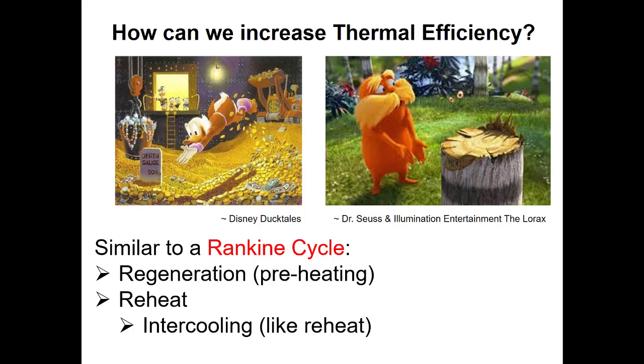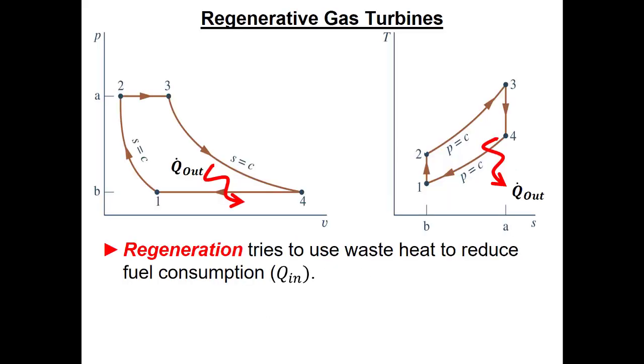But we'll also use a strategy that we didn't use in Rankine cycles, and that's called intercooling. Intercooling is like reheating, but this happens on the compressor side. So here we'll split our compressor into a low pressure compressor and a high pressure compressor, and we'll cool the fluid in between. And that'll make it a little bit easier to compress our working fluid.